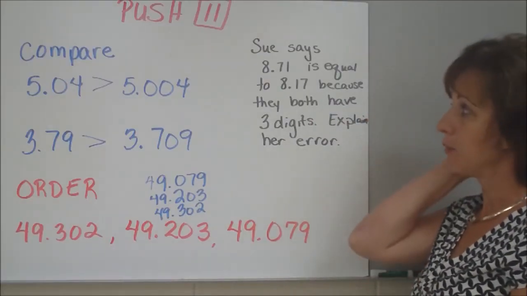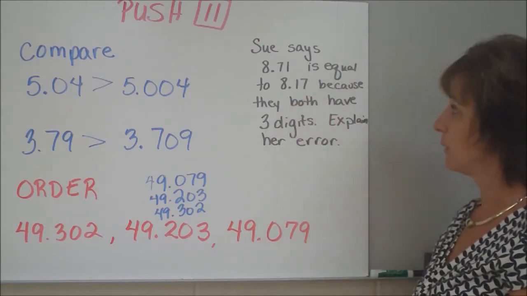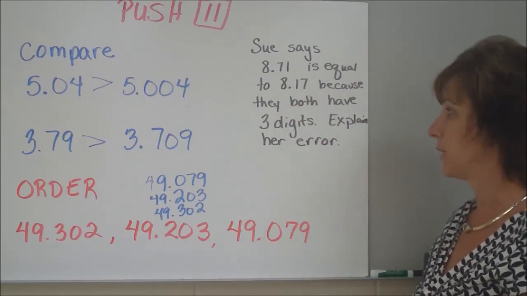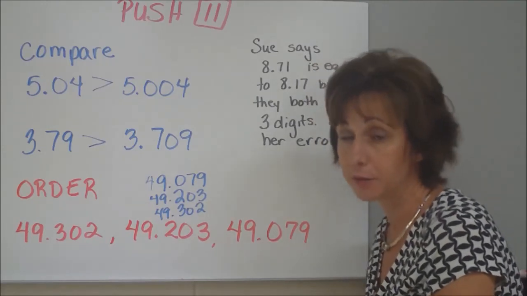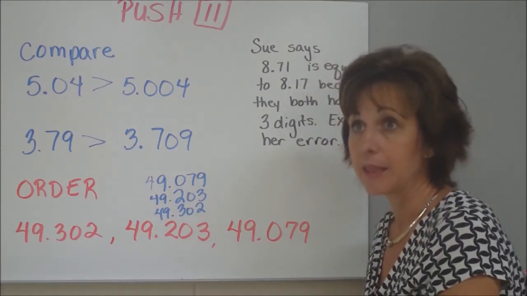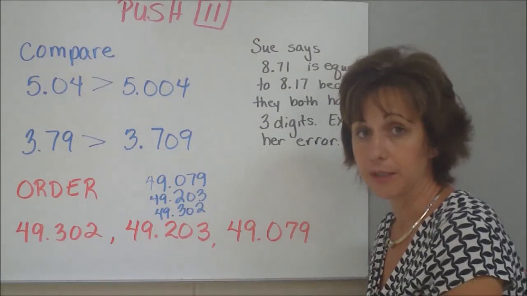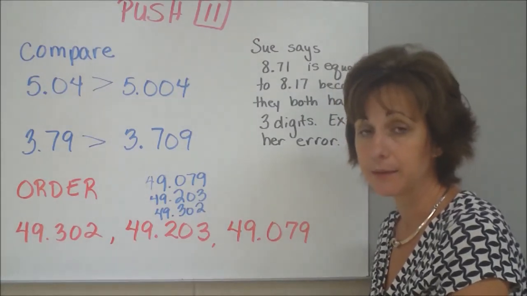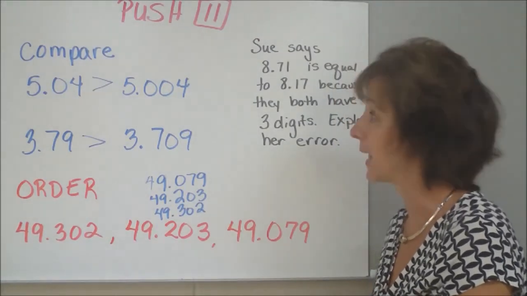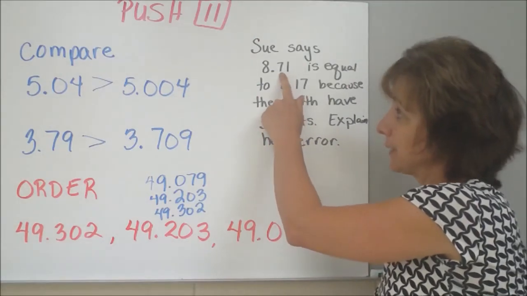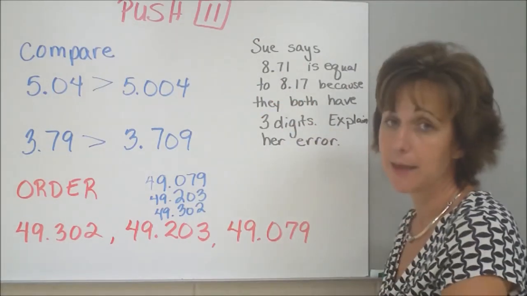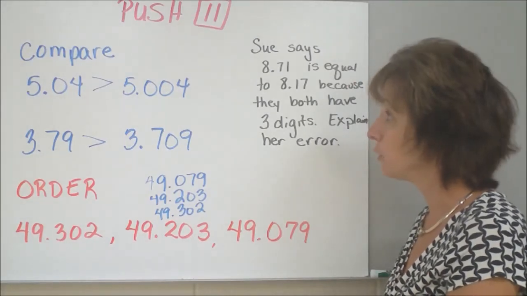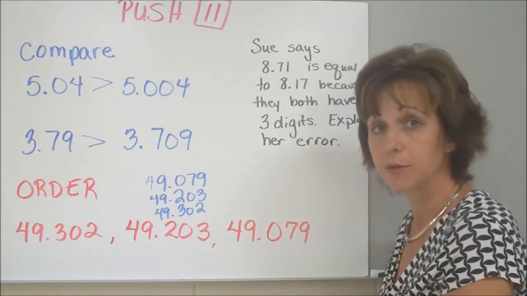Sue says that 8.71 is equal to 8.17 because they both have 3 digits. Explain her error. Hopefully you were able to tell Sue that the amount of digits doesn't matter as much as the place value matters. Where is that 7? In this one, she has 7/10ths or 7 dimes, and in this one, she has 7 pennies. So Sue was wrong because she didn't use place value.